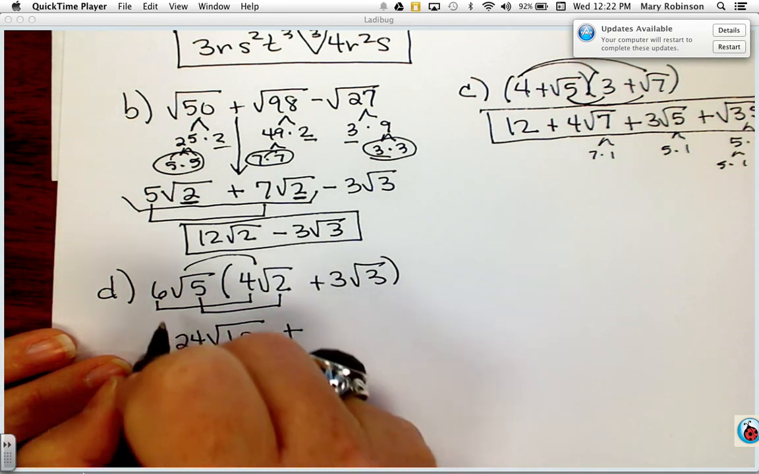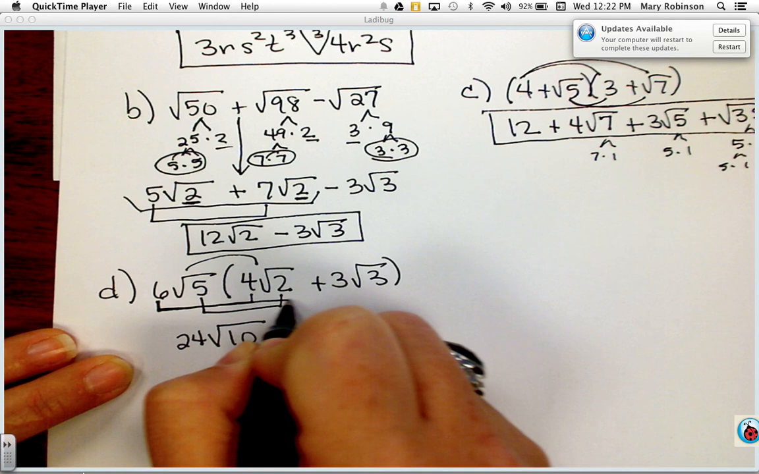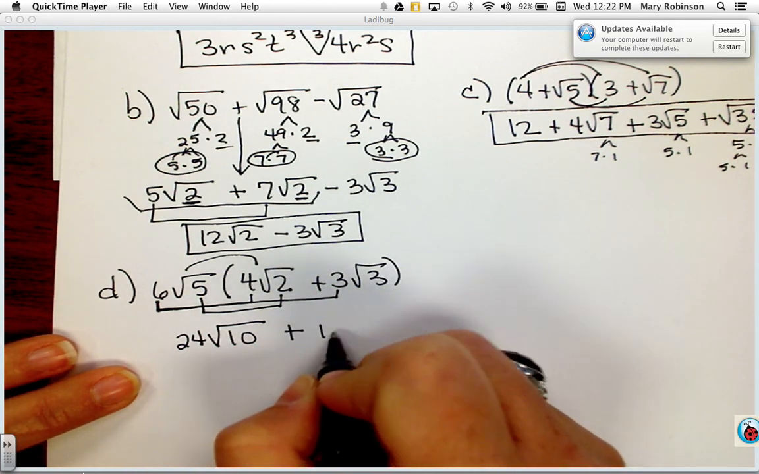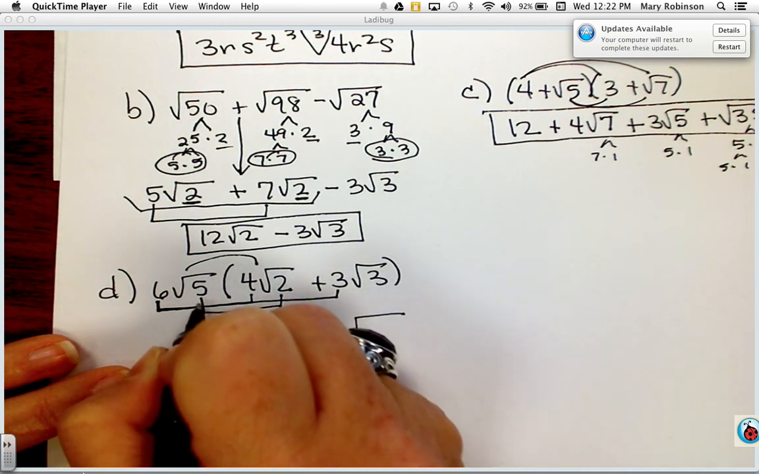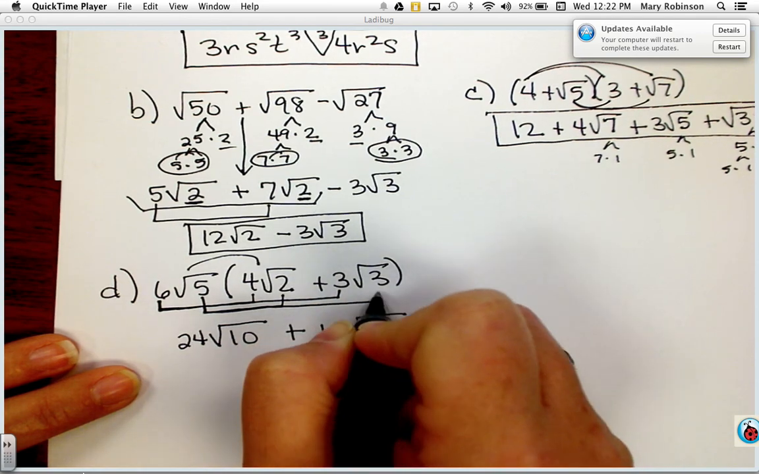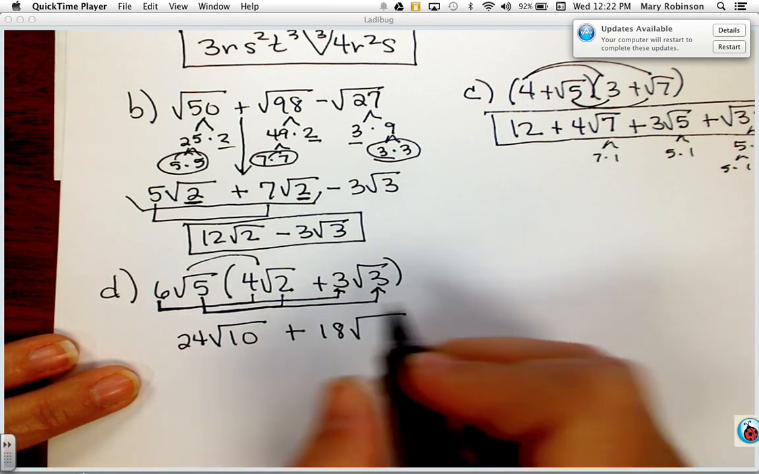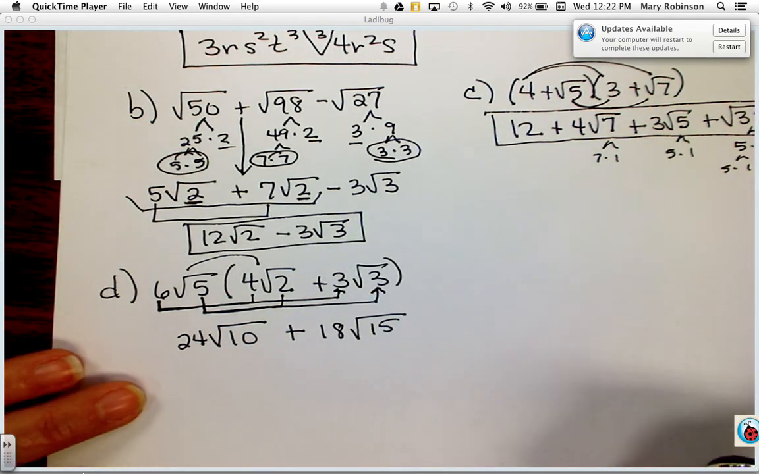And we'll do likewise here. Distributing the 6 to the 3 is 18. Square root of 5 times 3 is 15.